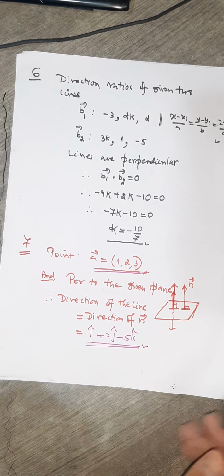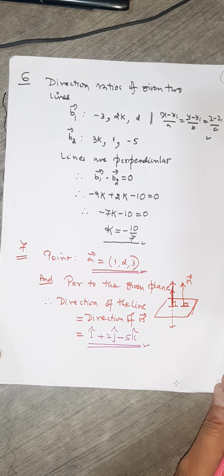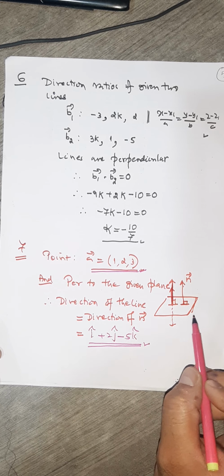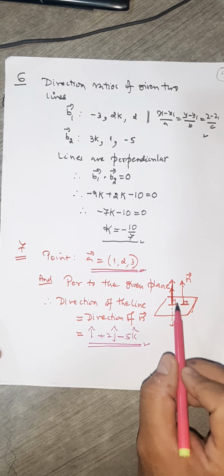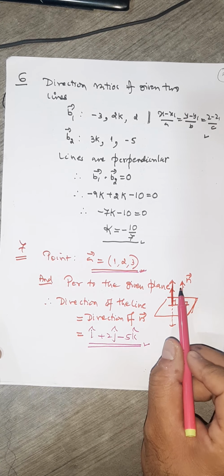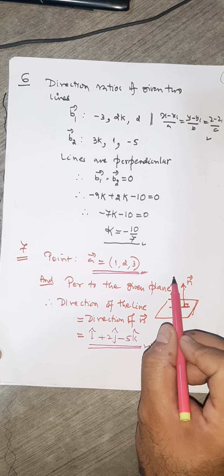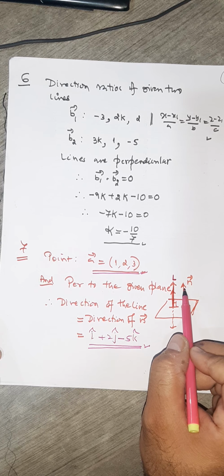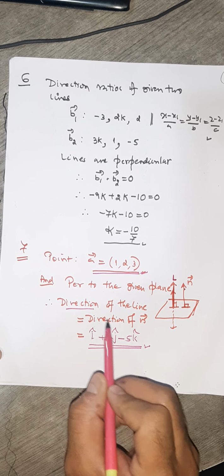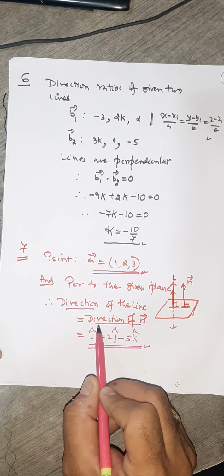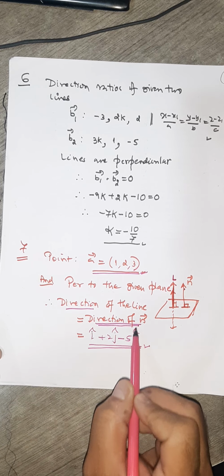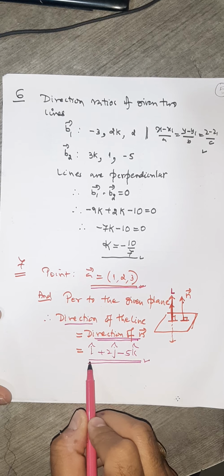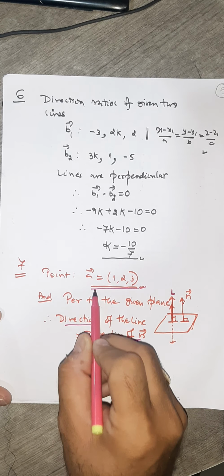Just I repeat the solution. See, what I'm trying to tell you is the required line is perpendicular to the plane. Normal is always perpendicular to the plane. It means the direction of the line L is same as the direction of the normal. So direction of the line is just given by what? Direction of the normal. So this is the direction of the line. This is a fixed point.